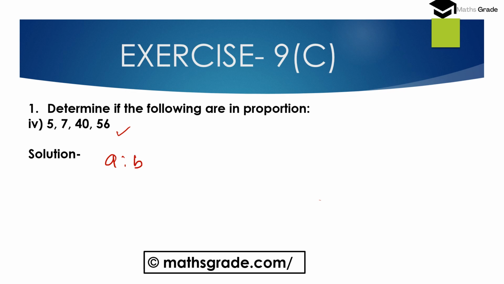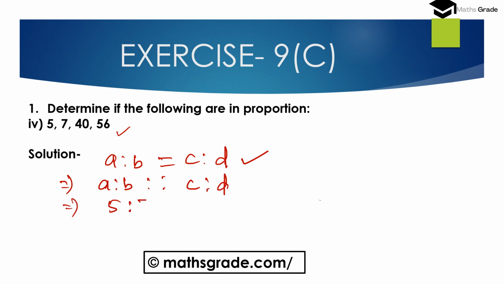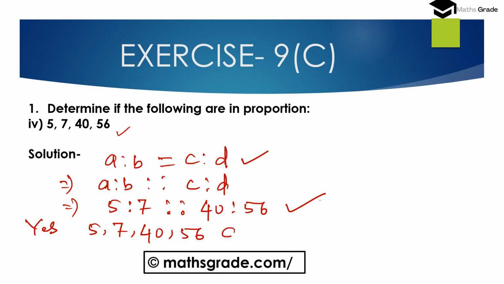Now A is to B is equal to C is to D. This implies A is to B is proportional to C is to D, which is 5 is to 7 is proportional to 40 is to 56. Yes, the numbers 5, 7, 40 and 56 are in proportion.